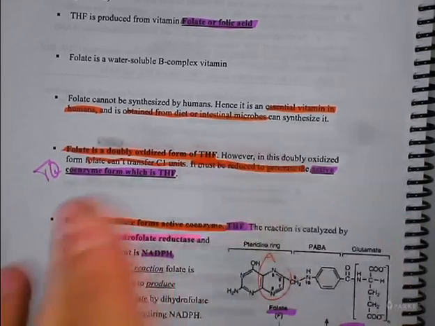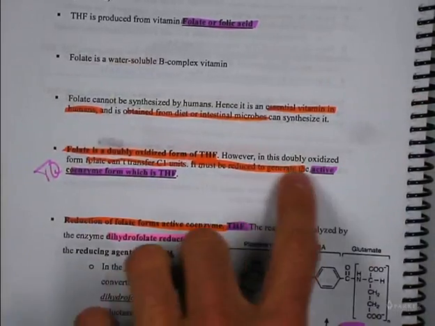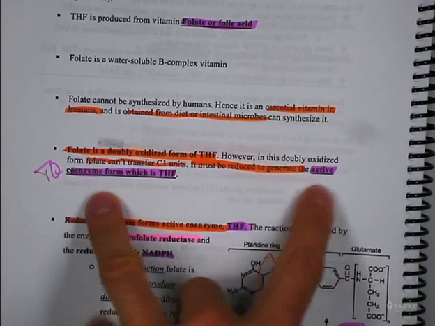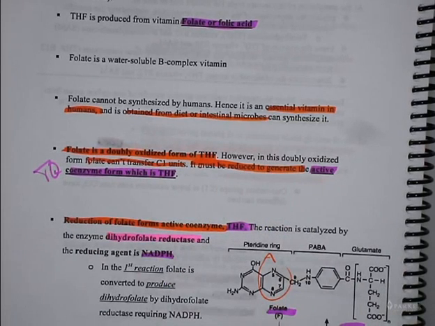But to get from our inactive folic acid or folate to our active THF, we have to reduce it. It must be reduced to generate the active coenzyme. You must know the active form is THF, or FH4, or tetrahydrofolate, however you list it. All mean the same thing.